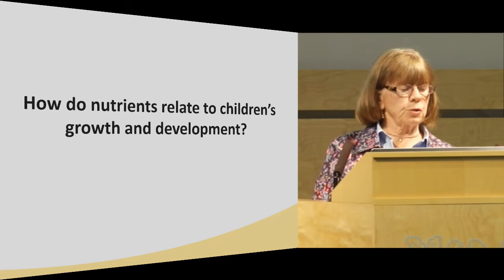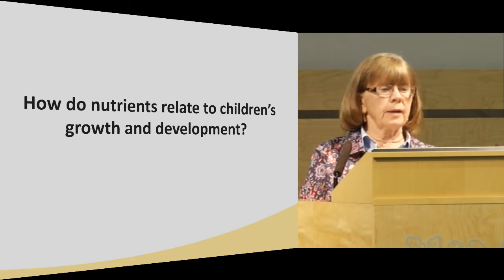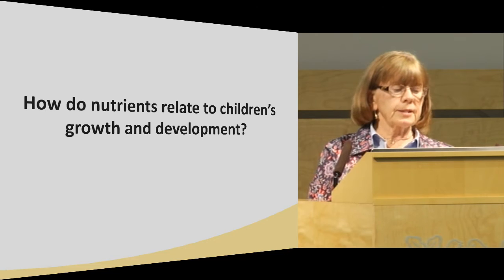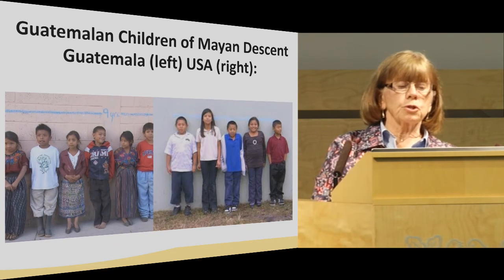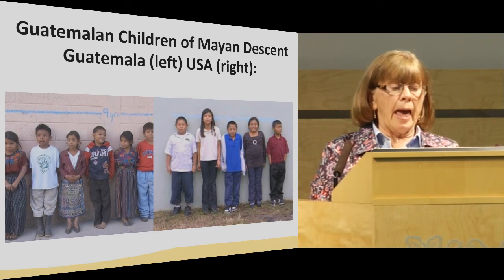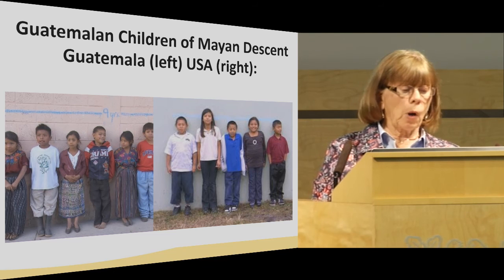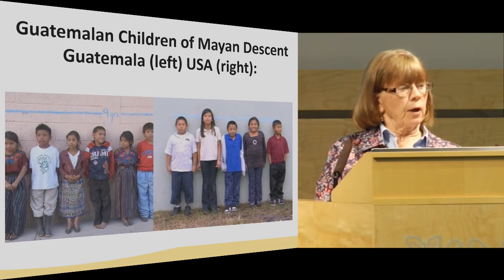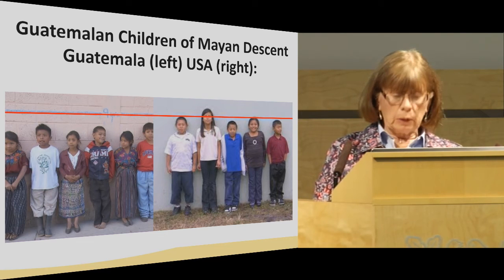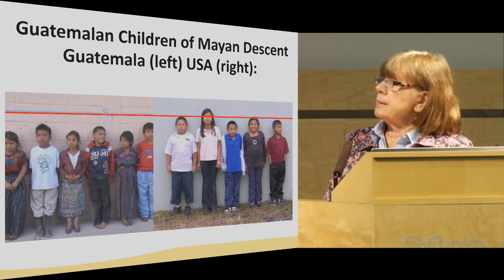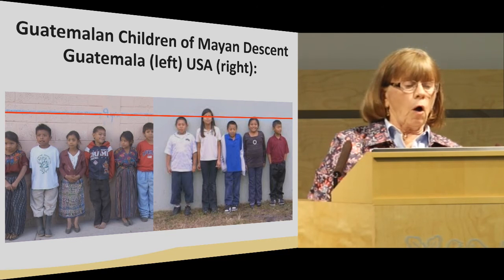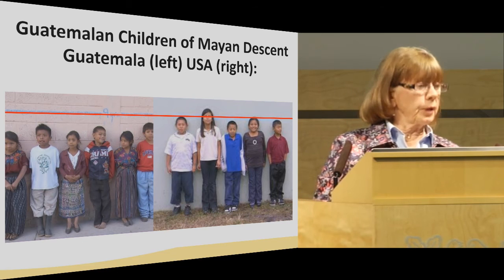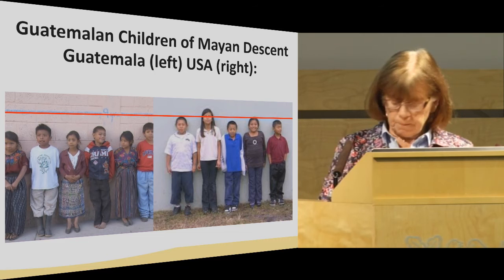Now, how do nutrients relate to children's growth and development beyond the neural tube closure? Well, let's take a look at some of this. So these are children of Mayan descent, and on the left, they're children in Guatemala. These are 9-year-old children, and on the right, they're in the US, so they're from the same heritage. And if we look at the line across them, we can see that the children on the left are stunted, and the children on the right are where you would expect for age 9.